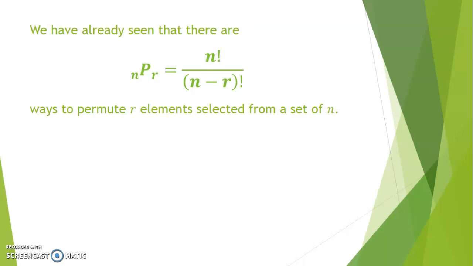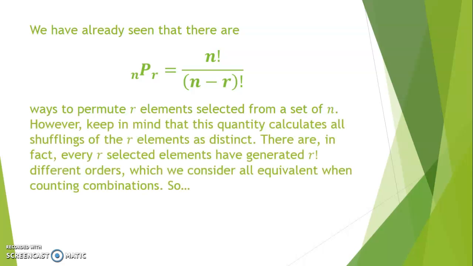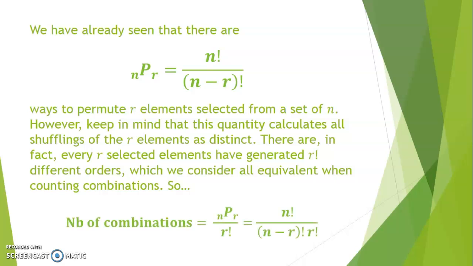We've already seen that n permute r calculates the number of ways r elements are selected from a set of n and placed in a specific order. However, keep in mind that this quantity therefore calculates all the shufflings, so all the rearrangements of the r elements as being distinct. There are in fact r factorial different ways to move the elements that we selected. And they're all equivalent when we consider counting through combinations, because combinations wants to disregard a difference in order. So the number of combinations is actually the number of permutations that we divide by r factorial.